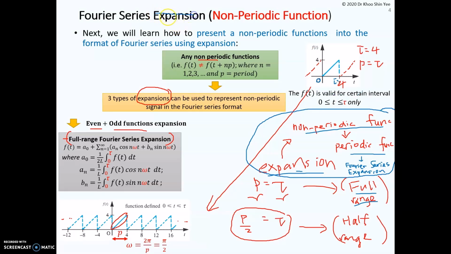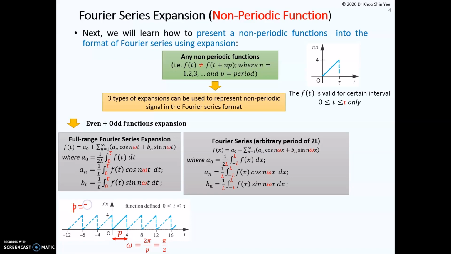Bear in mind, without the expansion here, we can only use the Fourier series for periodic functions. For the non-periodic function, you need the expansion technique to convert the non-periodic function into a periodic function through the full range or half range expansion. With that, you can obtain the Fourier series expansion result. So we choose P equal to tau for full range expansion, and tau is equal to 4 in this case. So substitute P equal to 4 inside this formula, you obtain angular frequency equal to pi over 2.